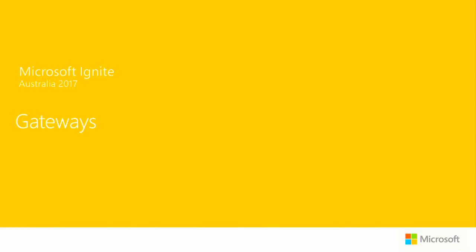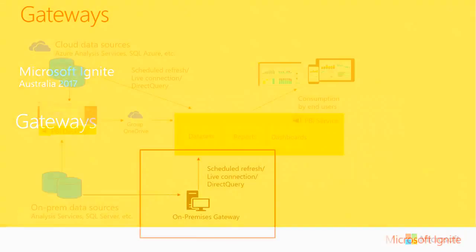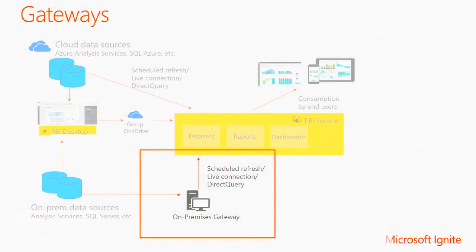Okay, so next we're going to talk about gateways. It's another place where we see performance bottlenecks a lot. We've been talking about gateways a little bit in passing, but just to reinforce the fact that a gateway is only needed if you have an on-premises data source. It sits as the bridge between the on-premises data source and the Power BI service.